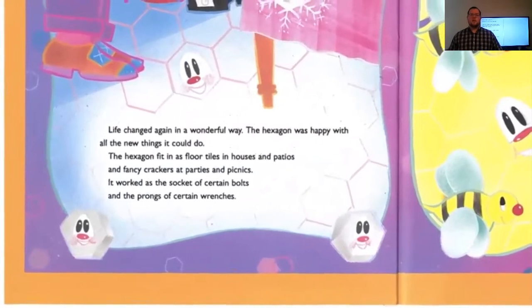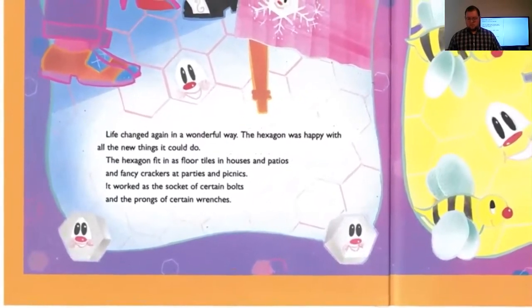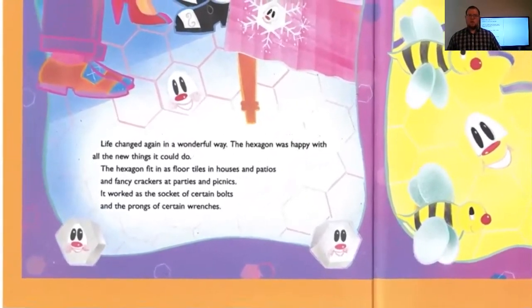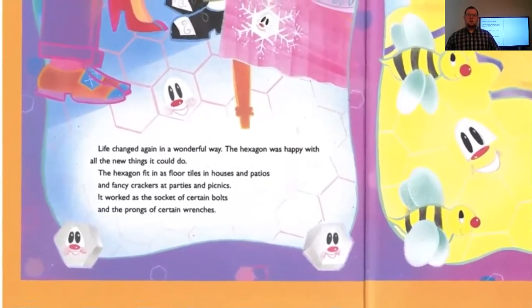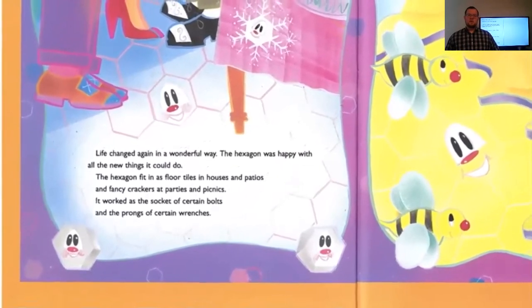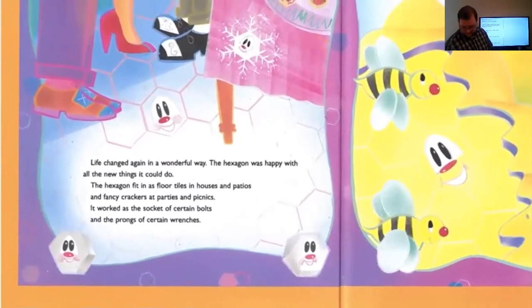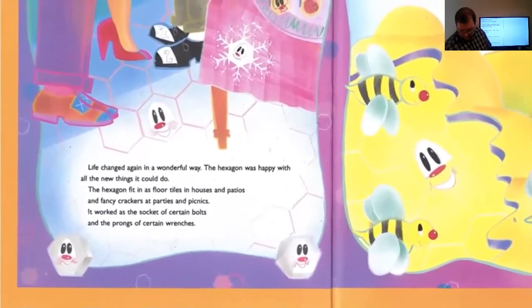The hexagon fit in as floor tiles in houses and patios, and fancy crackers at parties and picnics. It worked as the socket of certain bolts and the prongs of certain wrenches. The hexagon's favorite thing, however, was to be a cell in a beehive.